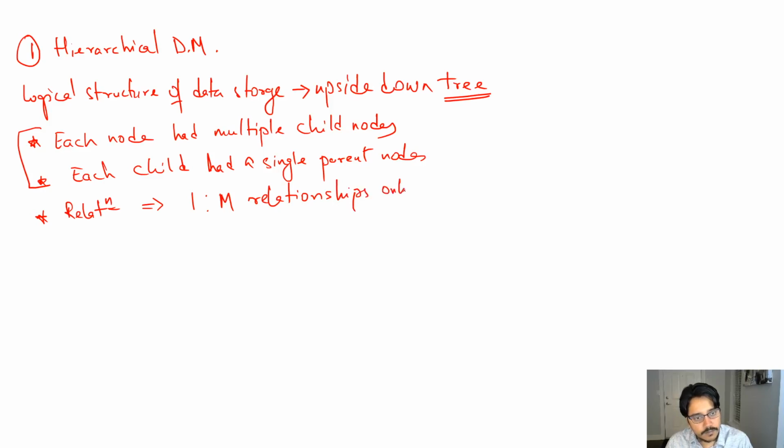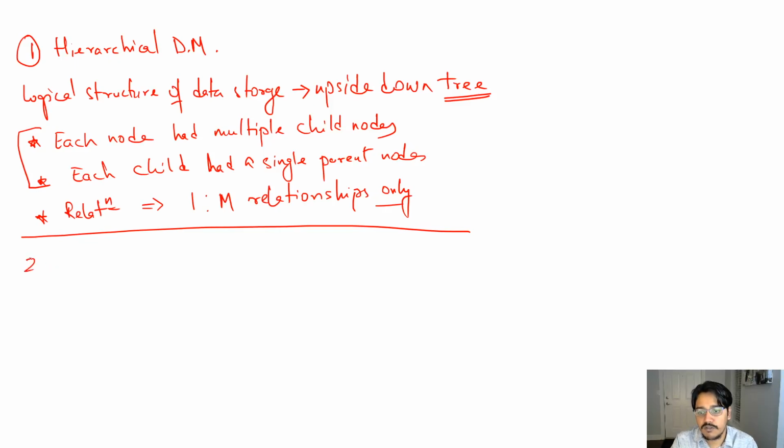Only. Okay. There was no other way of implementing any other relationship type. Thereafter, this data model evolved into what is known as the network model. And the network data model was an important stride in the evolution of data models.